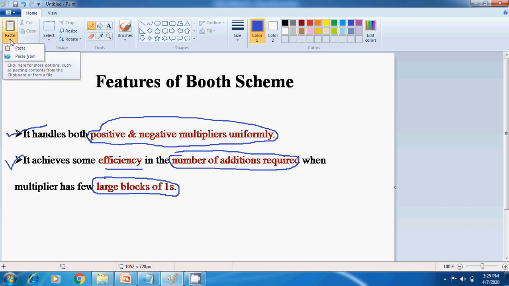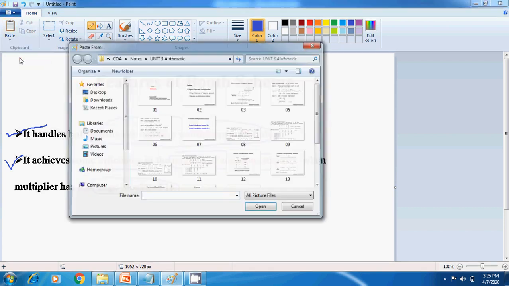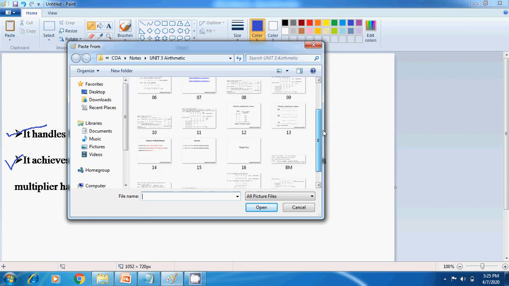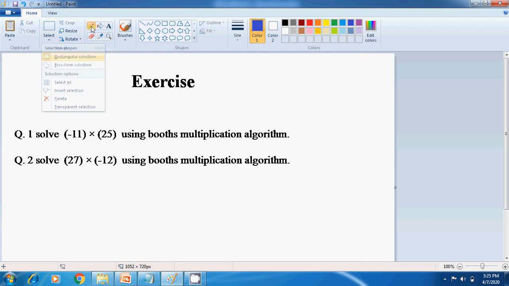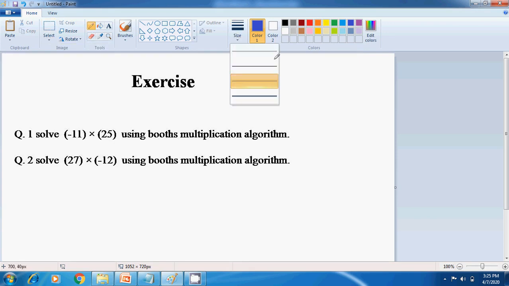I simply give you some exercise tasks. You can simply go through these two examples, and if you can't understand, then I request you to please go and see the video again and again.